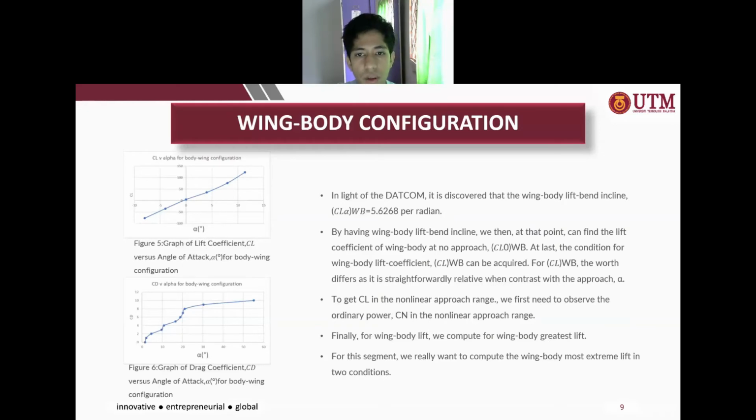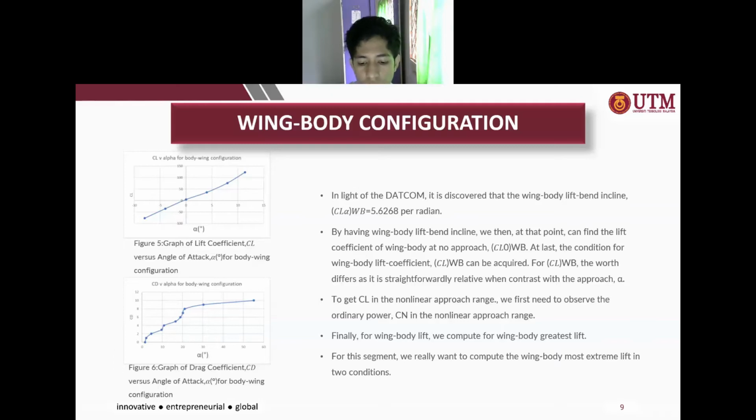The following chapter is the wing body configuration. So we know that by using DATCOM, we can discover the wing body lift curve slope, which is 5.6268 per radian. The wing body lift curve slope is determined with respect to the Kn, Kw, Kb, where the subscripts address proportions of the nose lift and wing lift within the side of the body and the body lift within the side of the wing individually. So by having the wing body lift curve slope, we can then find the lift coefficient of the wing body at no angle of attack. At last, the equation of wing body lift coefficient can be acquired.